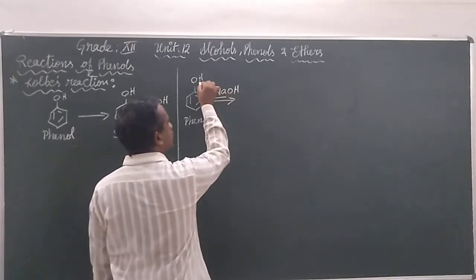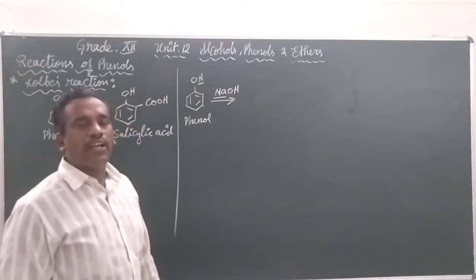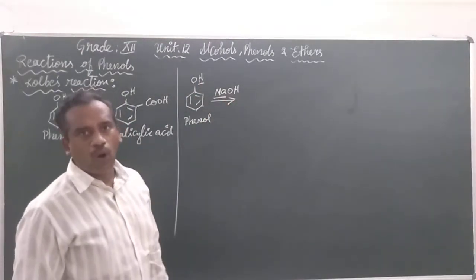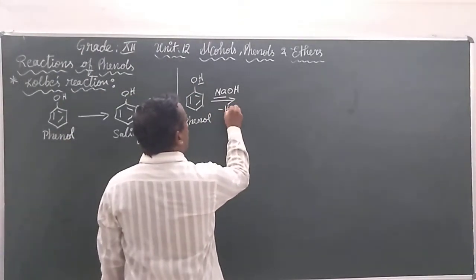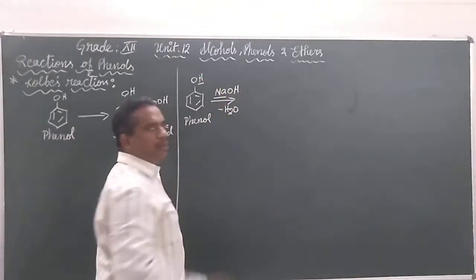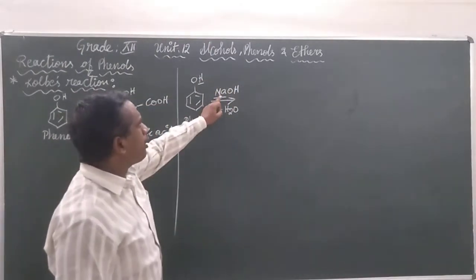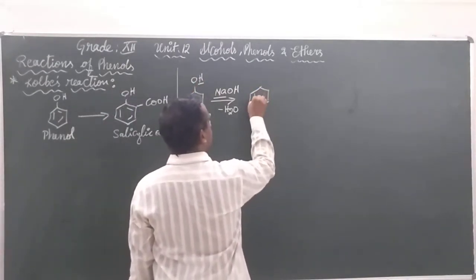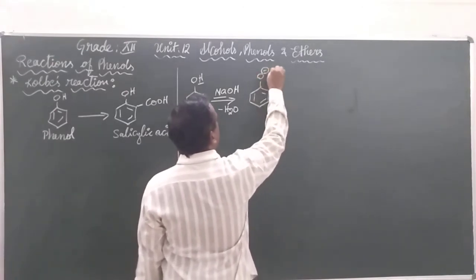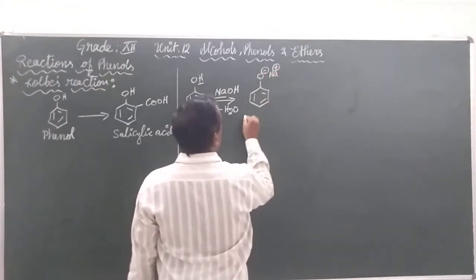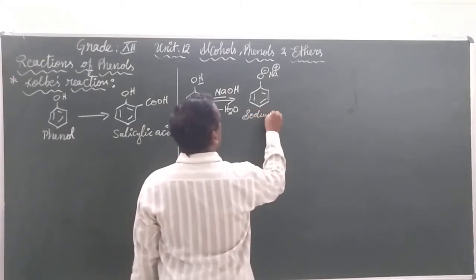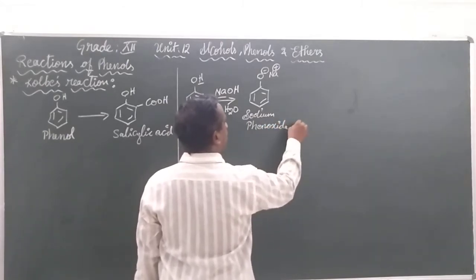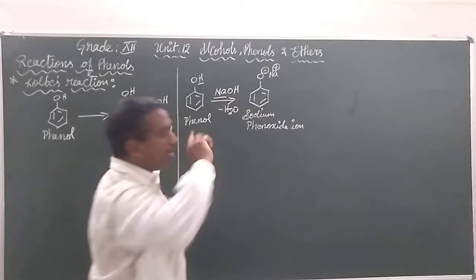In this case sodium is going to displace the hydrogen present on the phenol, and the remaining OH and hydrogen are removed in the form of water. Sodium displaces the hydrogen, so it forms an intermediate called sodium phenoxide ion. We had already formed the sodium phenoxide ion in the previous equations.